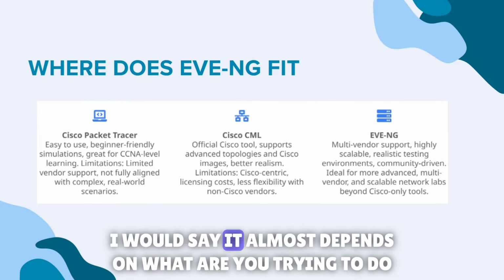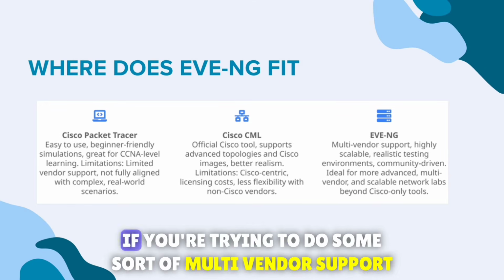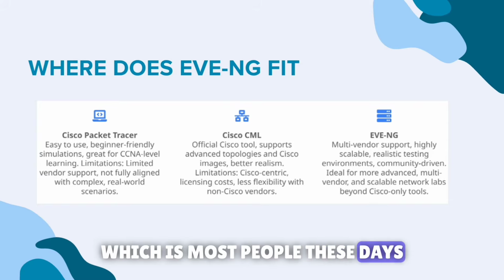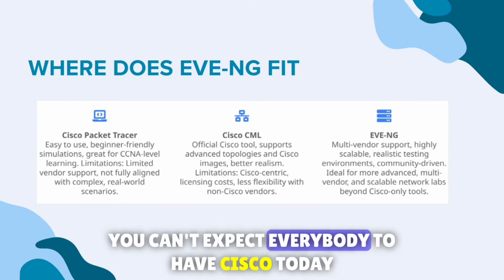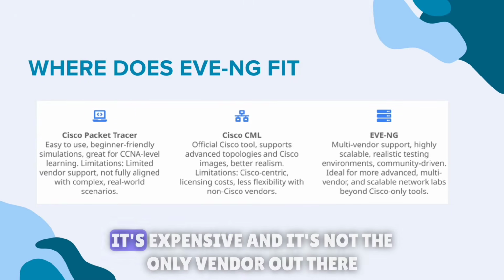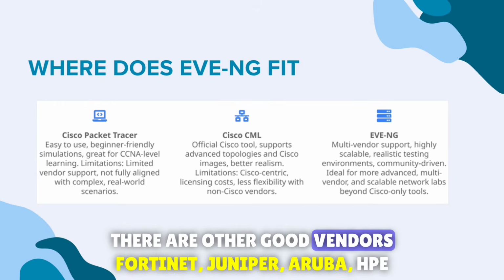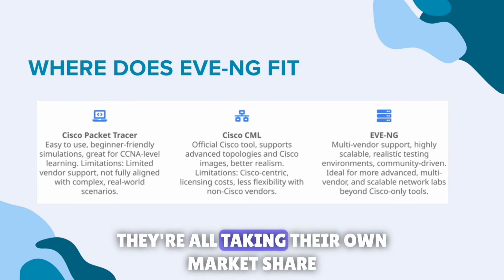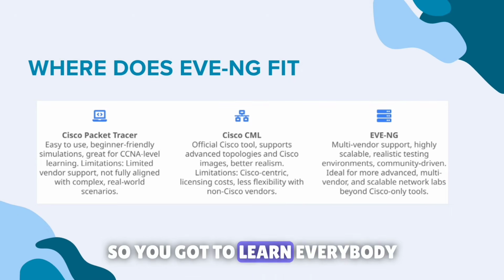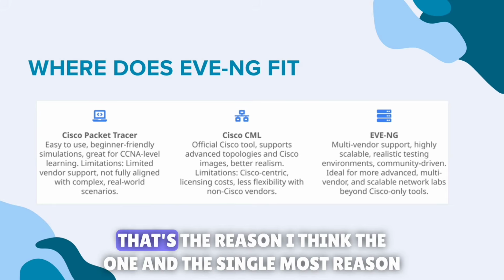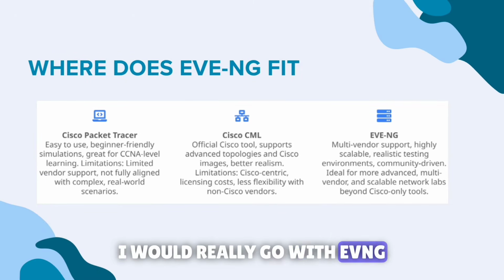I would say it almost depends on what you are trying to do. If you're trying to do some sort of multi-vendor support, which is most people these days, you can't expect everybody to have Cisco today. It's expensive, and it's not the only vendor out there. There are other good vendors, Fortinet, Juniper, Aruba, HPE. They're all taking their own market share. So you've got to learn everybody. That's the single biggest reason I would really go with EVNG.